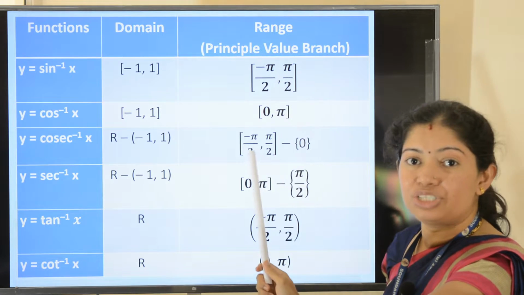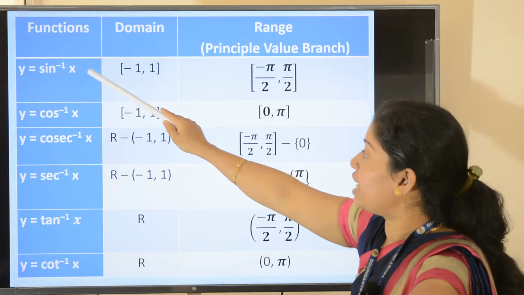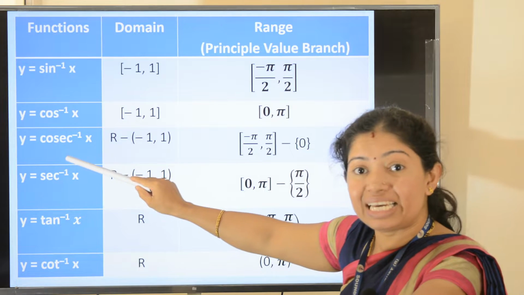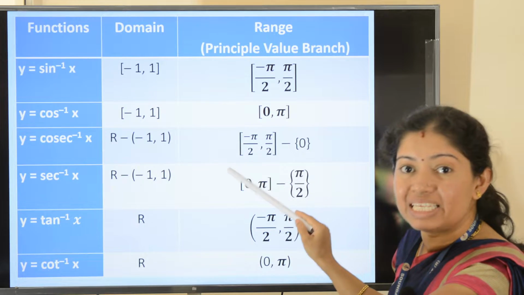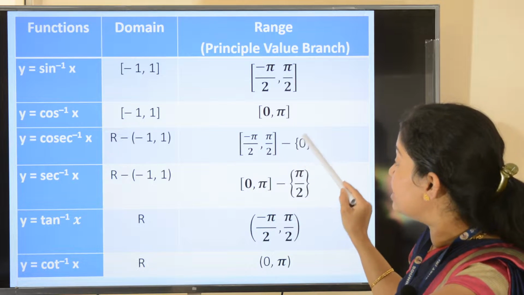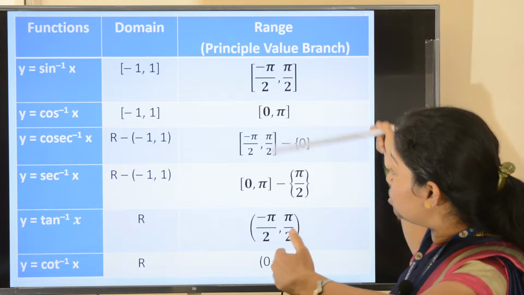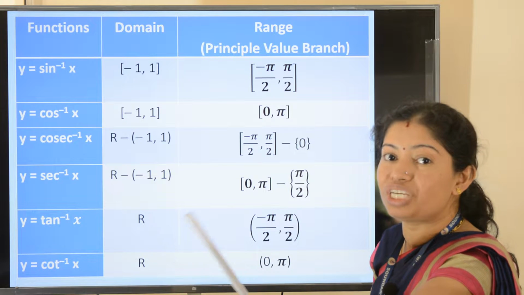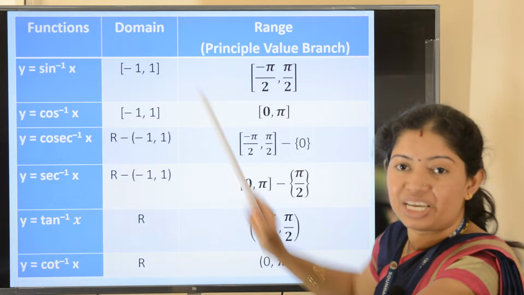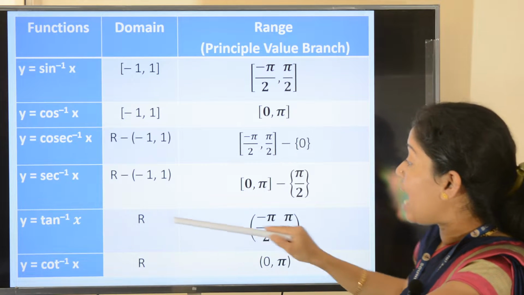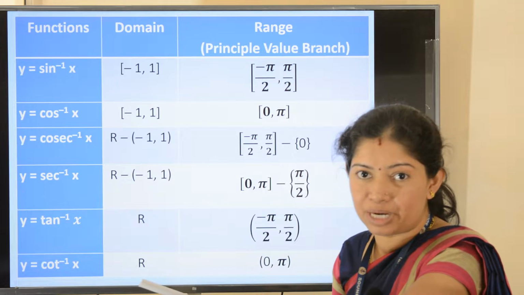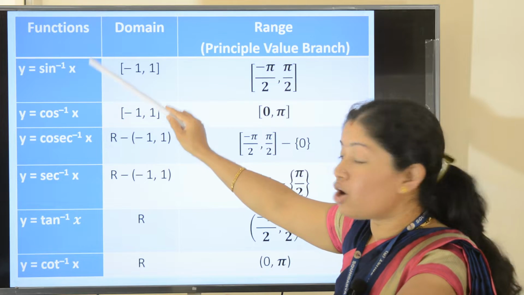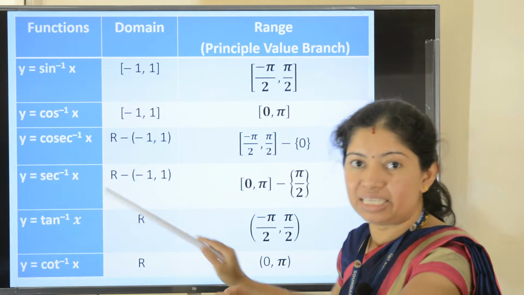Well, coming to range, you can observe here students, range of sine inverse is closed interval minus pi by 2 to pi by 2 and cosecant inverse range is closed interval minus pi by 2 to pi by 2 minus the set containing 0. So here also, the range is the same, but we remove 0 from that interval. Then it becomes the range of cosecant inverse, whereas for tan inverse it is open interval minus pi by 2 to pi by 2. So you can consider these three as a group: sine inverse, cosecant inverse and tan inverse.